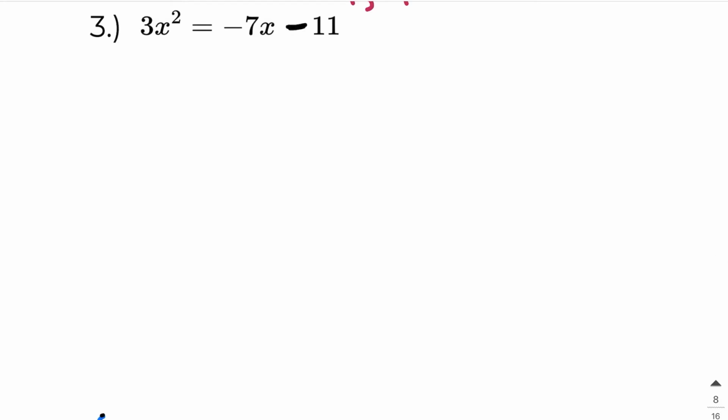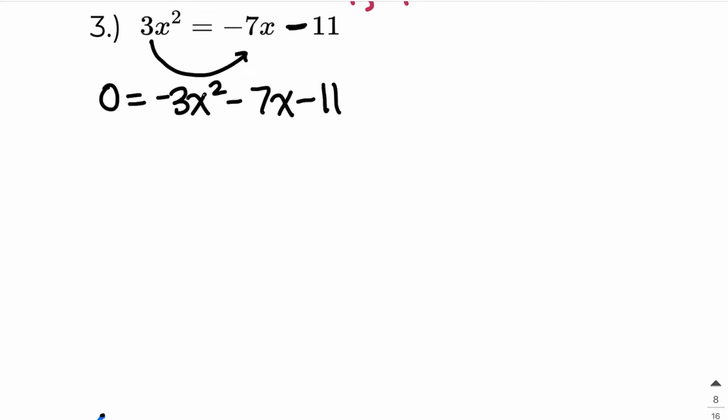All right, in our last example, we're going to get rid of the 3x squared and put it on the left side. So this becomes negative 3x squared, 0 equals negative 3x squared minus 7x minus 11. The first thing I want to do is identify what a, b, and c are. We know a is negative 3, b is negative 7 and c is negative 11.